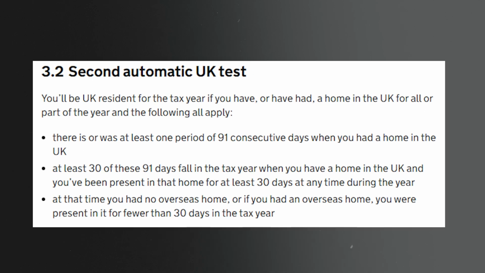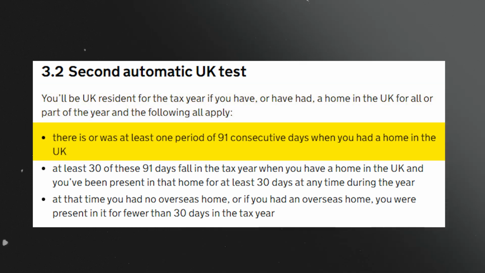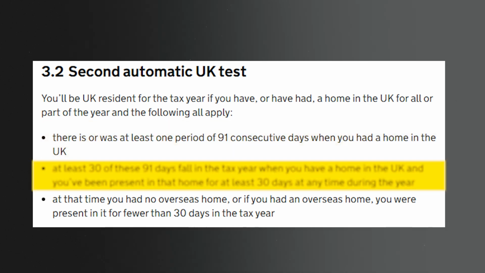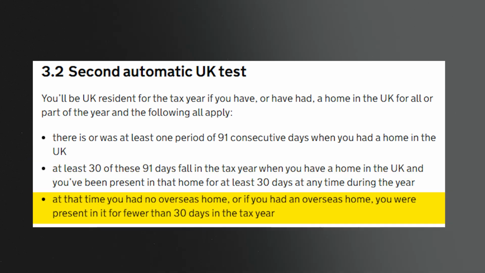The second automatic UK test states that you'll be a resident of the UK if you have or have had a home in the UK for all or a part of the year, and all of the following apply. There is or was at least one period of 91 consecutive days where you had a home in the UK. At least 30 of these 91 days fall in the tax year where you had a home in the UK and you've been present in that home for at least 30 days at any time during the year. And at that time, you had no overseas home, but if you had an overseas home, you were present in it for fewer than 30 days in the tax year.